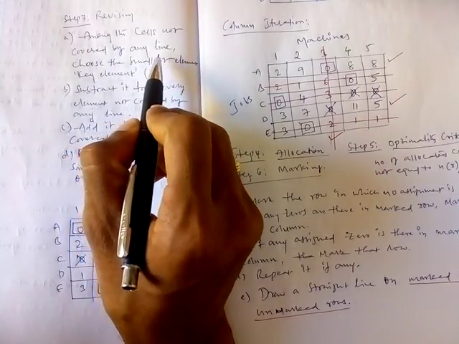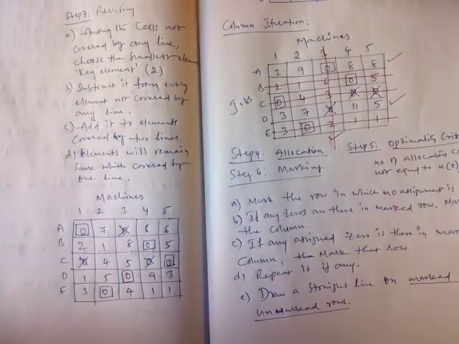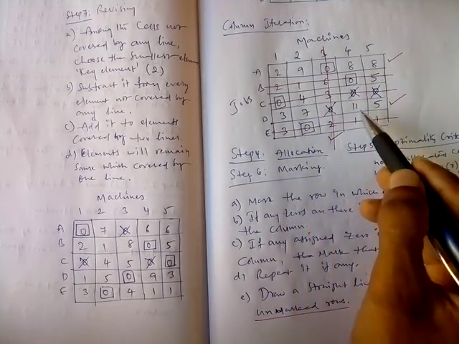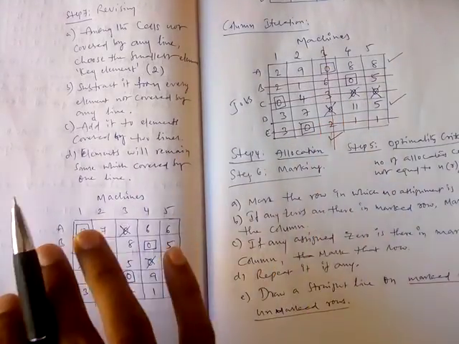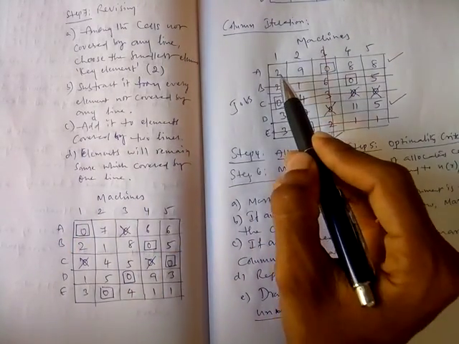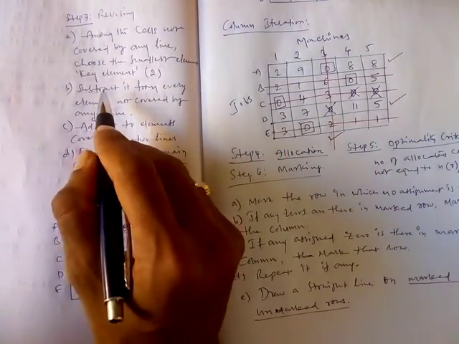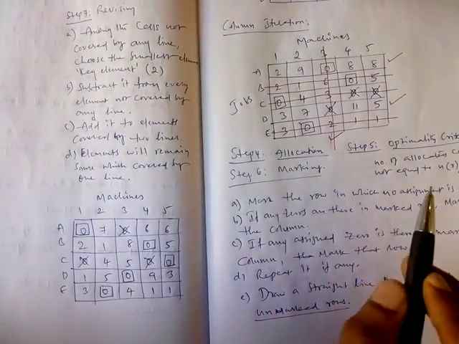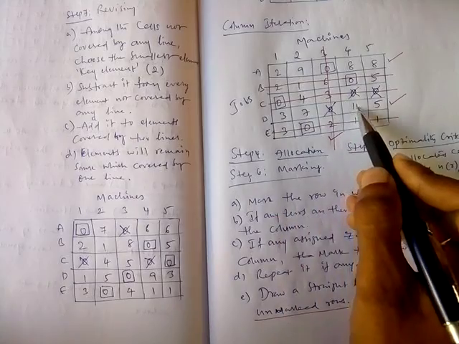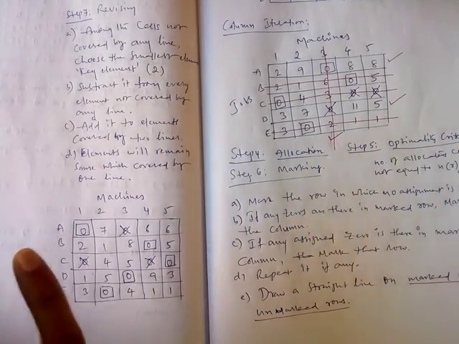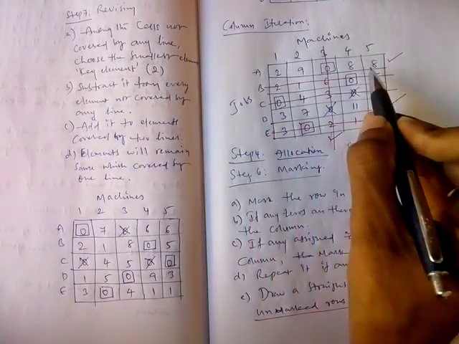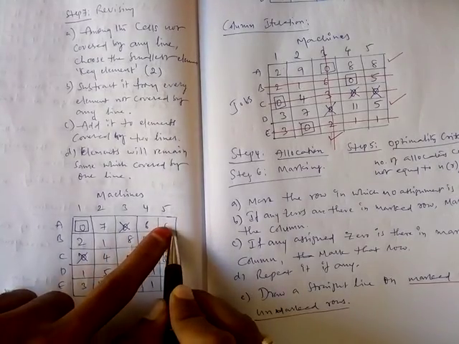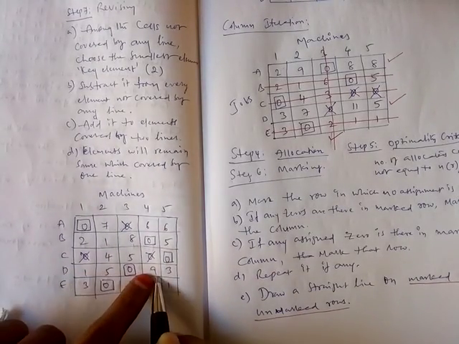Among the cells not covered by any line, choose the smallest element, that is the key element. So here if you find these cells, 1 2 3 4 5 6 7 8, these 8 cells are not covered by any line. Out of these 8, 2 is the smallest element. So the key element is 2 now. And now subtract it from every element not covered by any line. These are the 8 cells not covered by any line. So subtract this 2 from these elements. So we get 0 7 6 6 1 5 9 and 3.